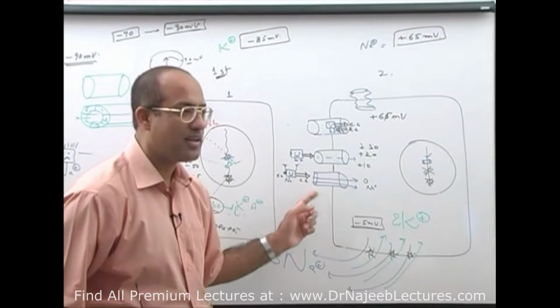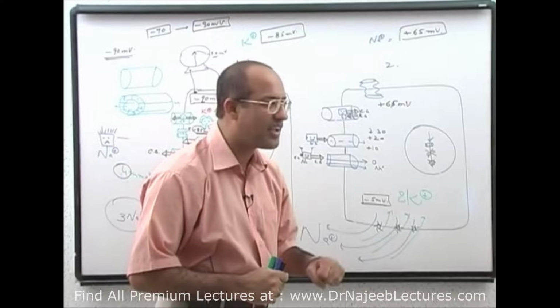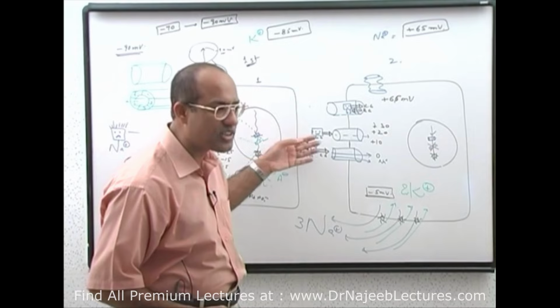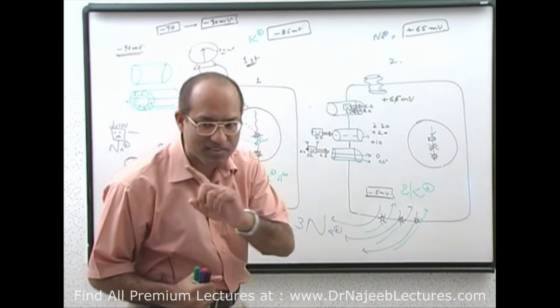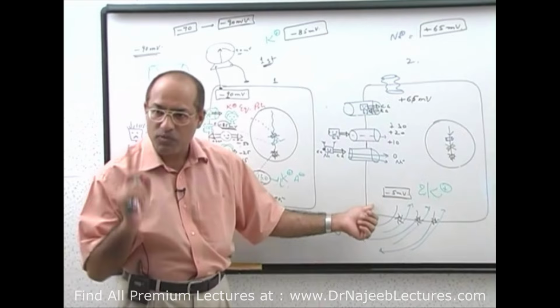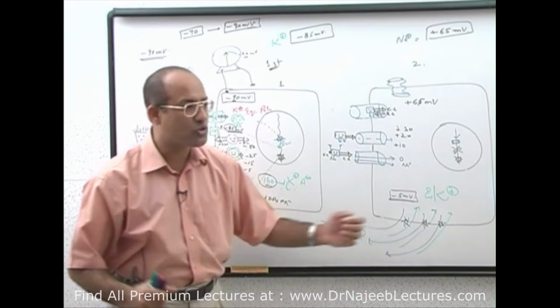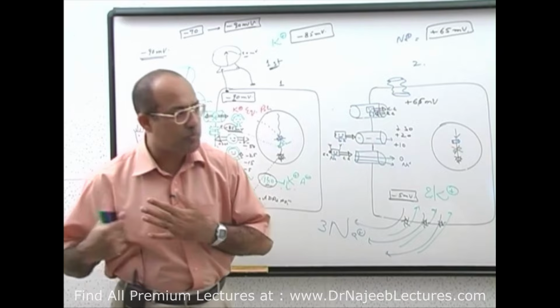Sodium gets a chance. What will sodium try to do? It will rush in. Why will sodium go in? Because of course the chemical concentration gradient pushes the sodium. Listen carefully: for a very short time, when you stimulated this cell membrane, it became extremely permeable to sodium. So sodium has a chance to permeate the membrane, and it will try its best.